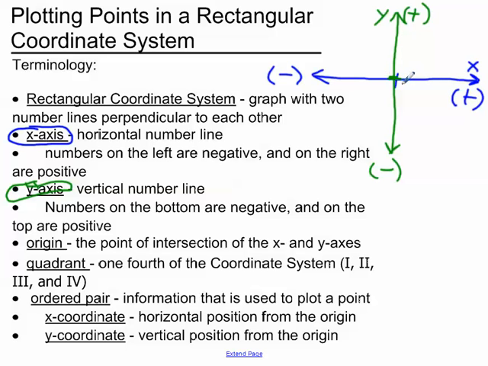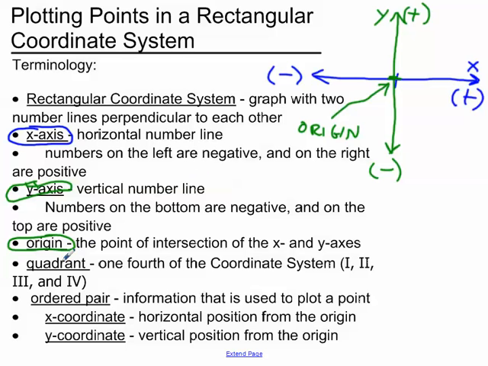Where they meet is at 0 on the y-axis and 0 on the x-axis, and that's something called the origin. So the origin is right there. Origin. Right there, where y is 0, not positive, not negative, and x is 0, not positive, not negative. It's just going to be 0. Where those two number lines meet, that's going to be our origin.